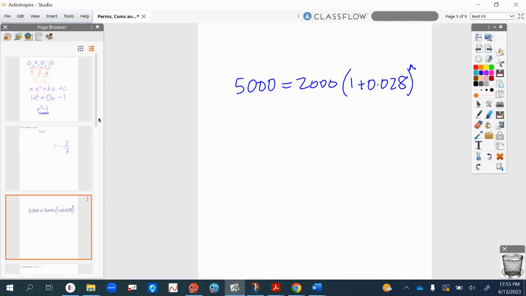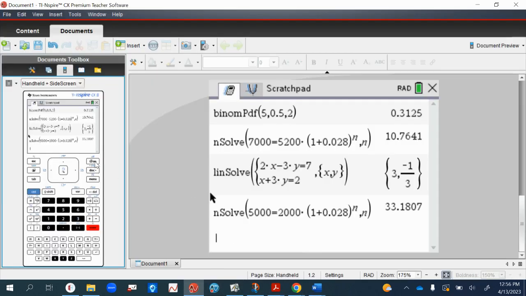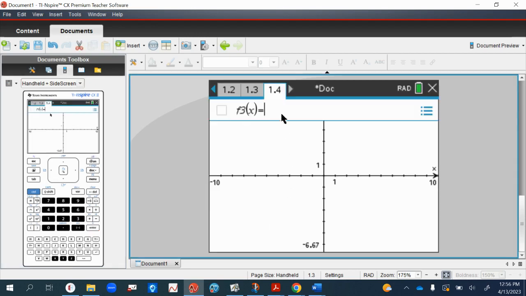Right, let's move on. So let's look at some quadratics. We can look at solving these equations and also inequalities. So the first way I'm going to do this is just by graphing it. So I've got 6 minus 3x minus x squared. So let's graph this first. So I'm going to go back into here, click my graphing and put in the function.